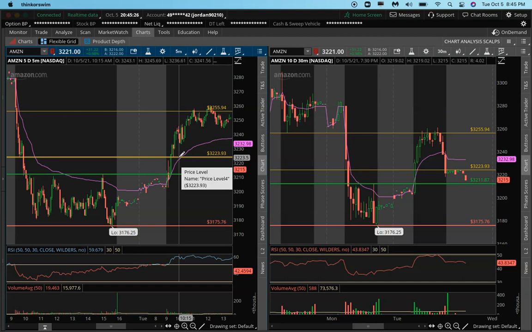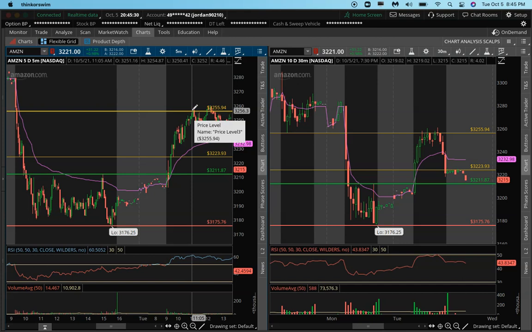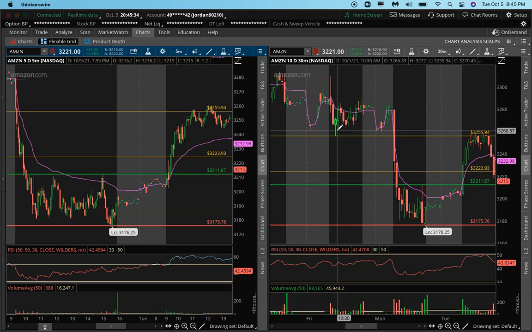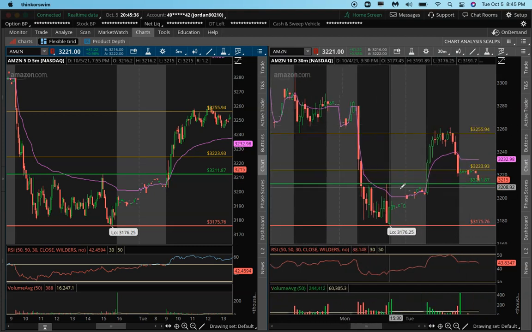Now, let me show you guys how I got this 3255.94 target. So you guys can see here from Friday, this was Friday's low. So in this situation here, when price advanced higher and used 3223.93 as support, I am looking to test Friday's low. So we made this move here, and where did we find resistance? Right at Friday's low. So you guys can see these pivot points and how they work.